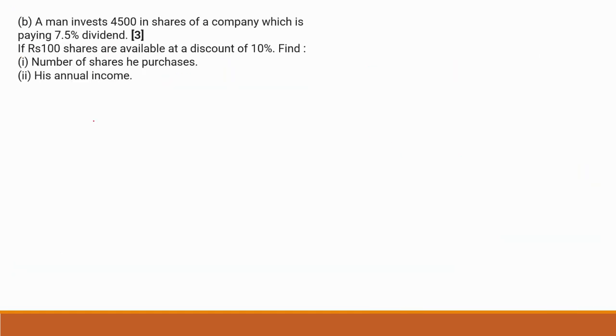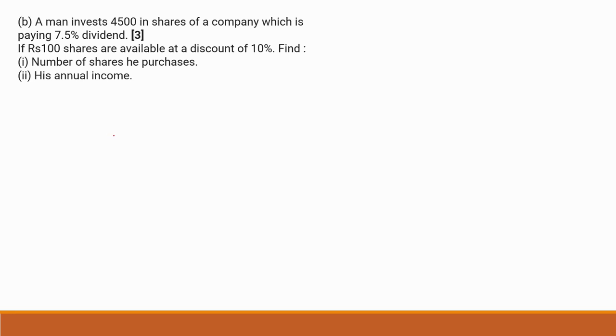So again, the same approach. Please pause the videos and only after that see the solution. Okay, I hope you have paused the video and now we are back. Okay, so it's saying a man invests 4,500 in shares of a company which is paying 7.5% dividend. If rupees 100 shares are available at a discount of 10%, find the number of shares he purchases and his annual income.